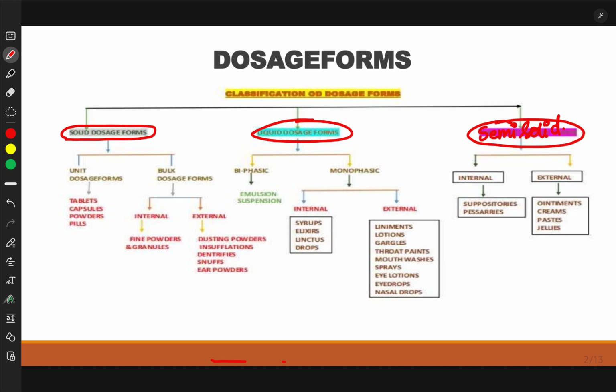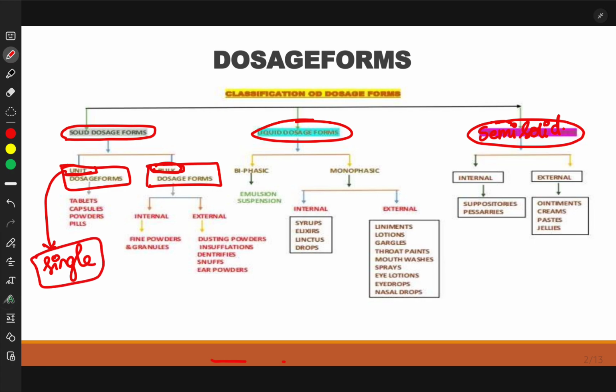In solid dosage forms, we have unit dosage forms and bulk dosage forms. By observing, almost 90% of the concepts can be easily understood when we see the name and decode it. Observe this: unit and bulk. Unit means a single. If you take a tablet, it is a single. If you have chopsticks, each chopstick is a single.